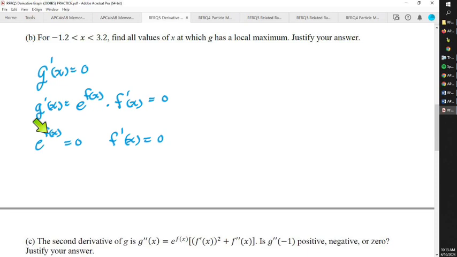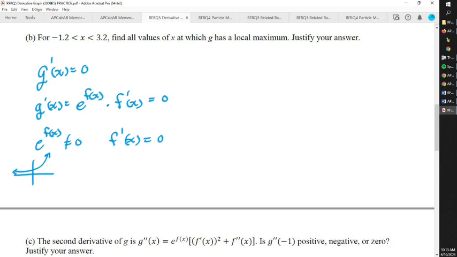So we take a look at the first one. And I don't know if you guys know this, but do you know how e to something looks? It's exponential, right? Is this ever 0? No. So this will never equal 0, so that one's out.